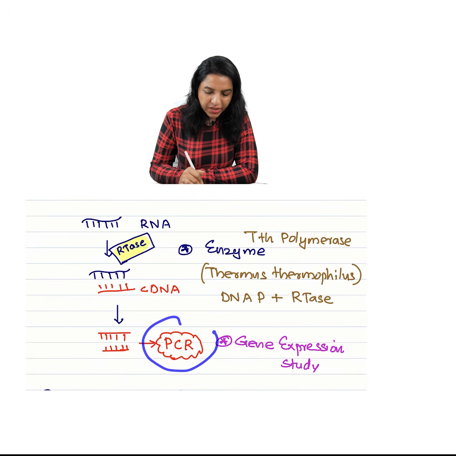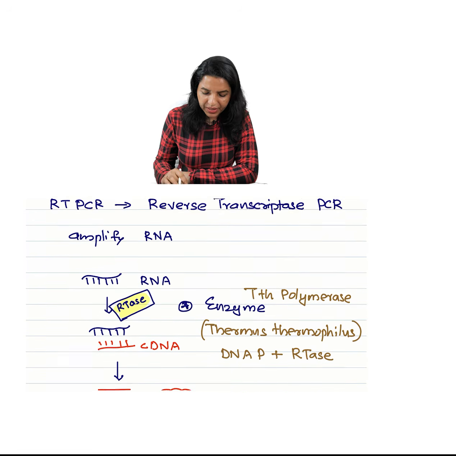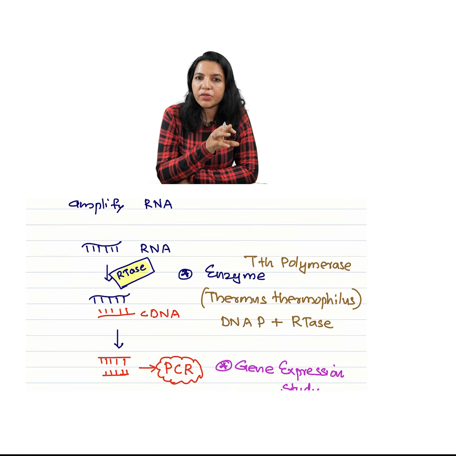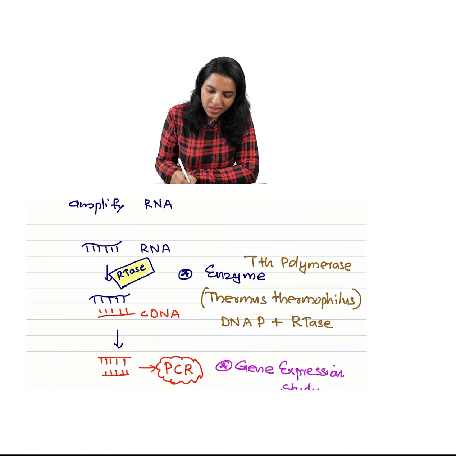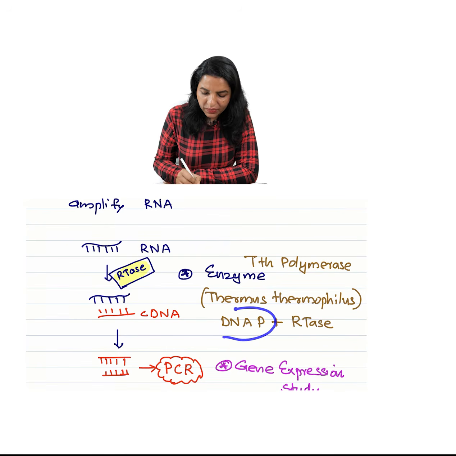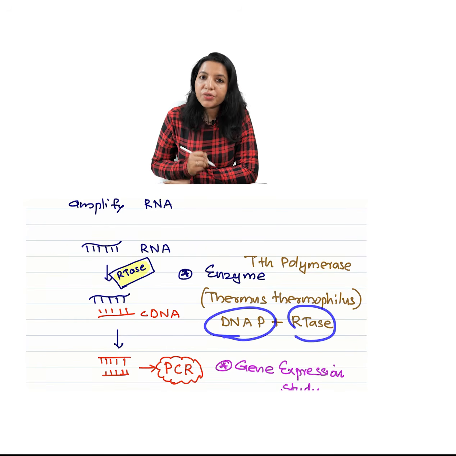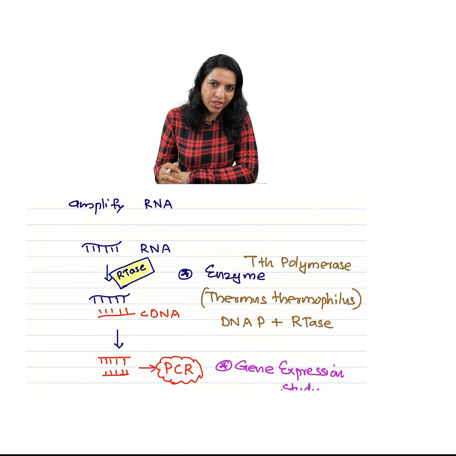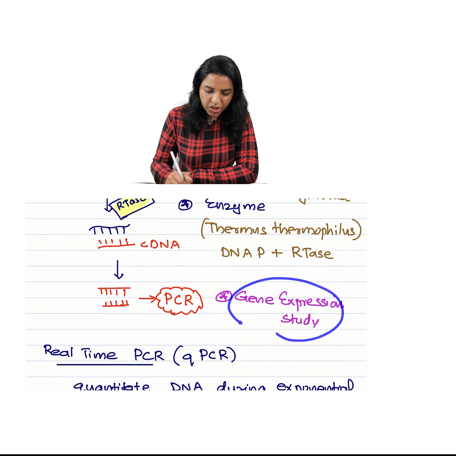Now, using this double-stranded cDNA, we do a very usual PCR technique. In conventional PCR we use an enzyme like Taq polymerase, but what we use here is Tth polymerase. The advantage of this enzyme is it has two activities, DNA polymerase plus reverse transcriptase. Now, what is the use of reverse transcriptase PCR? It is used to study RNA, so it is a gene expression study.